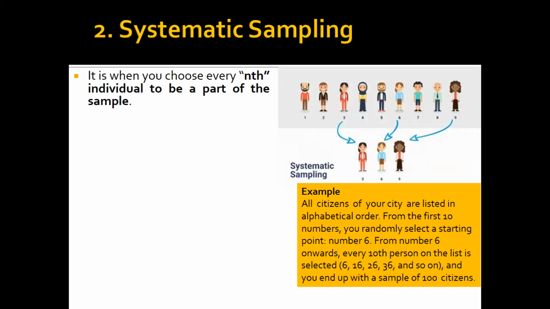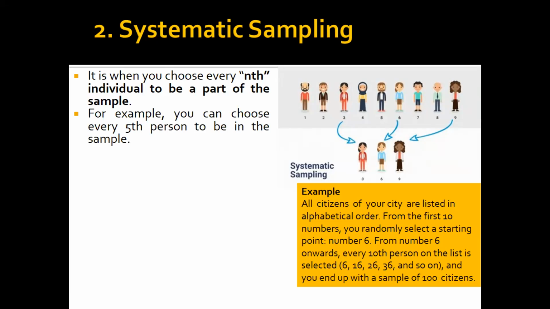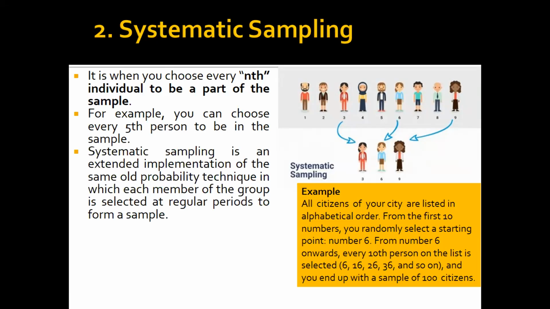Next is systematic sampling, which you have very rightly pointed out. When you choose every nth, n means whatever number, it may be the first, fourth, or fifth. If you are taking every first, that means you are taking every member of the population. Maybe every second, every third, every fifth, every seventh, whatever may be. So you are just moving like this. For example, you can choose every fifth person to be in the sample.